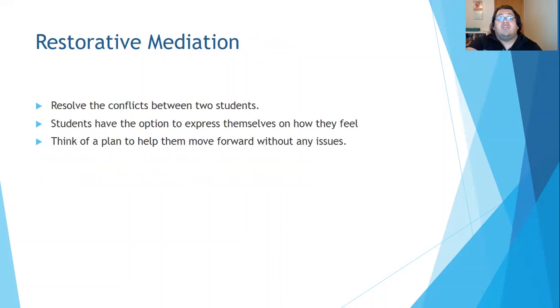Restorative mediation, right? Resolve the conflicts between two students. Students have the option to express themselves on how they feel, think of a plan to help them move forward with any issues. So this is, for example, two of my students were having issues with each other. They could not stand being next to each other. So what I did was talk to each student individually, figure out what was going on, and then ask them, hey, we need to have a serious conversation. All three of us have to be in a room and we need to talk it out. Do you think you can handle that?